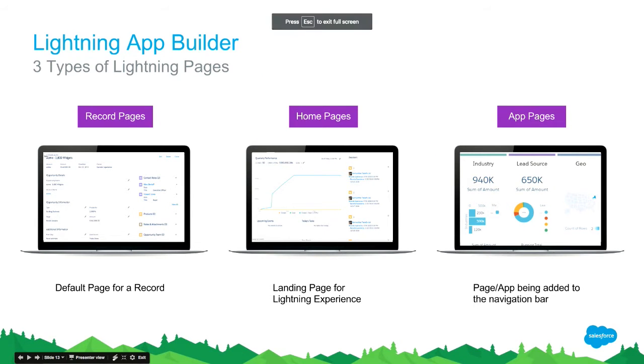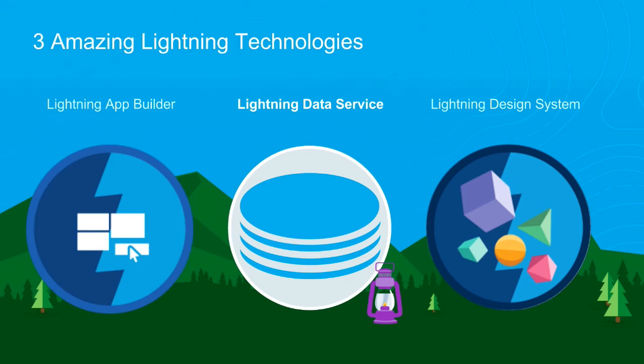There are actually 3 types of Lightning page that you can customize. Record Home is one of them. You can also customize Homepage, which is the landing page of Lightning experience. You can also customize the App page, which is the page or app that you can put in your navigation bar. I'm not going to go through the rest of the 2 pages today, but you can find more details in the Trailhead modules. So we just talked about Lightning App Builder. The next Lightning technology that I want to talk about is Lightning Data Service.